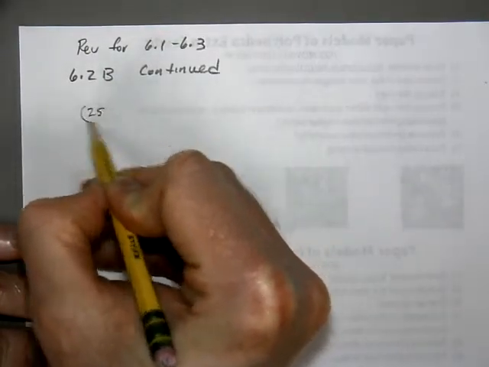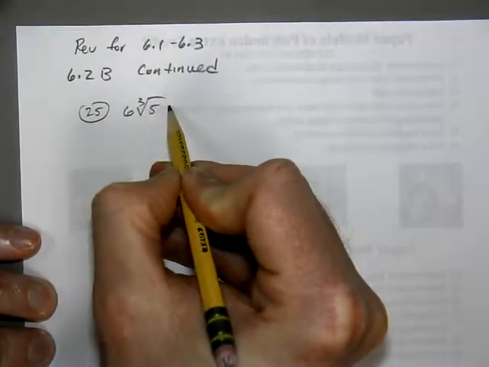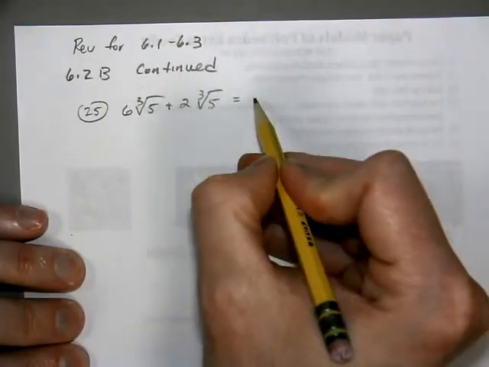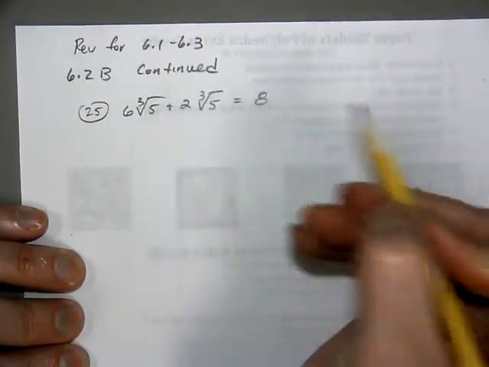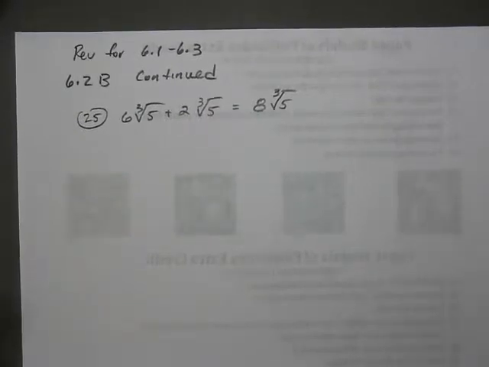So for number 25, we have 6 cubed root of 5 plus 2 cubed root of 5. Because the cubed root of 5s are exactly the same, this is just 6 plus 2, which is 8 cubed root of 5. It's essentially saying 6x plus 2x is 8x. Our x in this case is cubed root of 5.